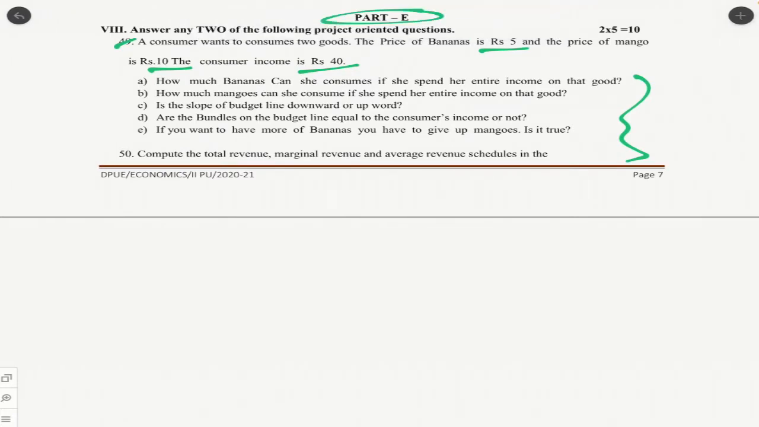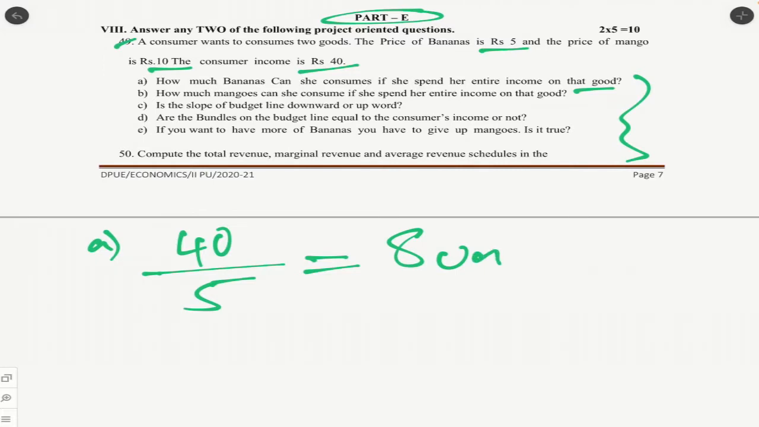The first question: how much bananas can she consume if she spends her entire income on that good? This is sub question number A. Total income is rupees 40 and price of banana per unit is rupees 5. Very simple, 40 by 5 is equal to 8. So if the consumer spends all her income on bananas, she can consume 8 units. Just by applying simple division, we'll be able to answer this.